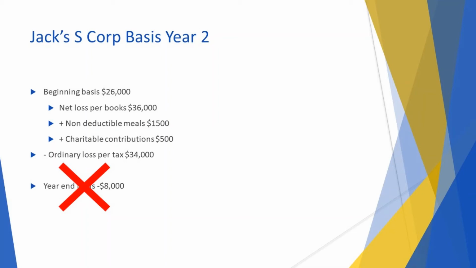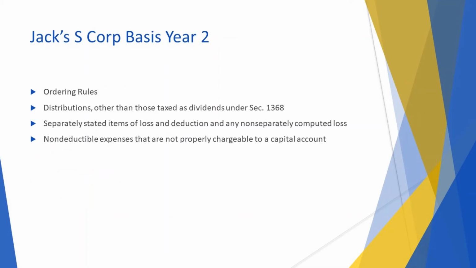Basis cannot be negative, and it's about to get worse for Jack. There are ordering rules. A shareholder must decrease basis for the following items. 1. Distributions other than those taxed as dividends under Section 1368. 2. Separately stated items of loss and deduction and any non-separately computed loss. And finally, non-deductible expenses that are not properly chargeable to a capital account.